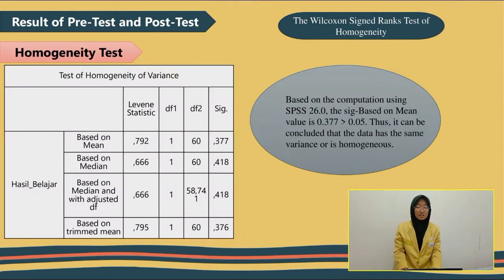This is the result of the homogeneity test, the Levene test of homogeneity. Based on the table, from the computation using SPSS 26, the significance value is 0.377, greater than 0.05. Thus, it can be concluded that the data has the same variance, or is homogeneous.